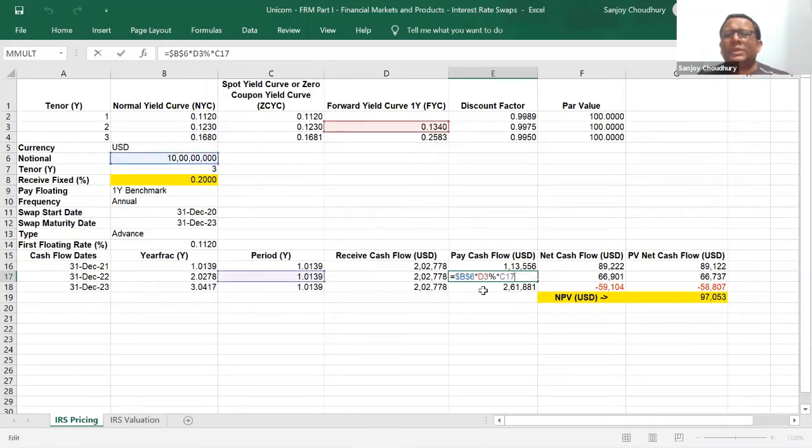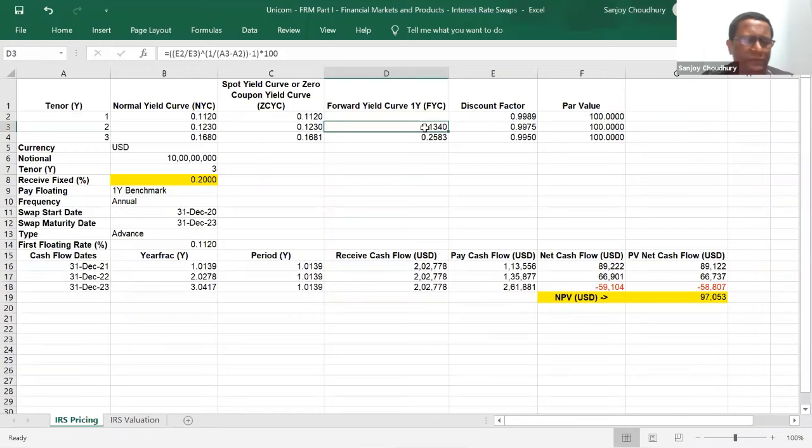Now the issue is with the second year cash flows and the third year cash flows. Now this is on the 1 year benchmark. That means to compute the interest, it is the same formula: principal, which is 100 million, multiplied by some rate of interest. We'll come to how this rate of interest is calculated, multiplied by the time period, which is 1.0139. Now this rate of interest is the expected 1 year rate after 1 year, which is essentially the forward yield curve after 1 year. So this is the forward yield curve after 1 year, which is 0.1340.